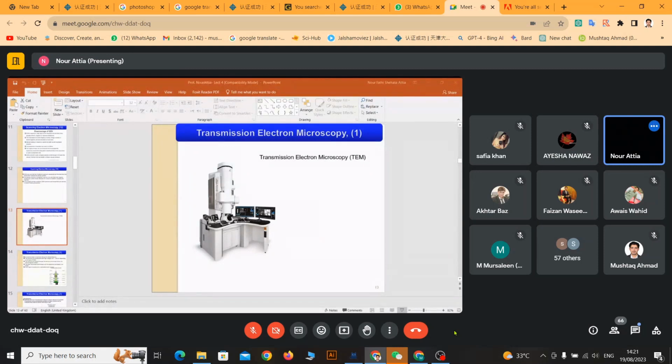But the problem here is that the detectors will be at the bottom of the sample in this case. So the electron beam will come, penetrate the sample, and be collected at the bottom of the sample. That's why your sample should not be more than 100 nanometers thick. If your sample is more than 100 nanometers, then the image will not be good, because there is a risk the beam will not penetrate. Okay.